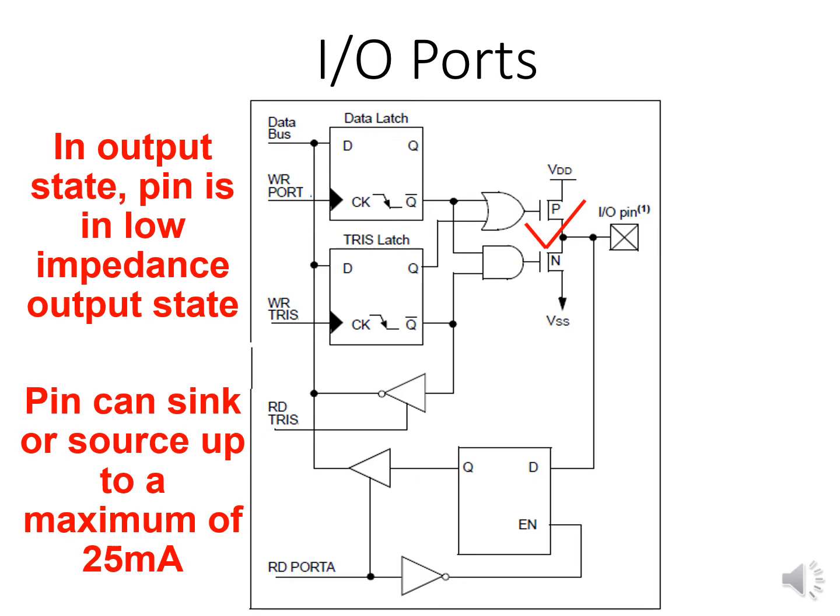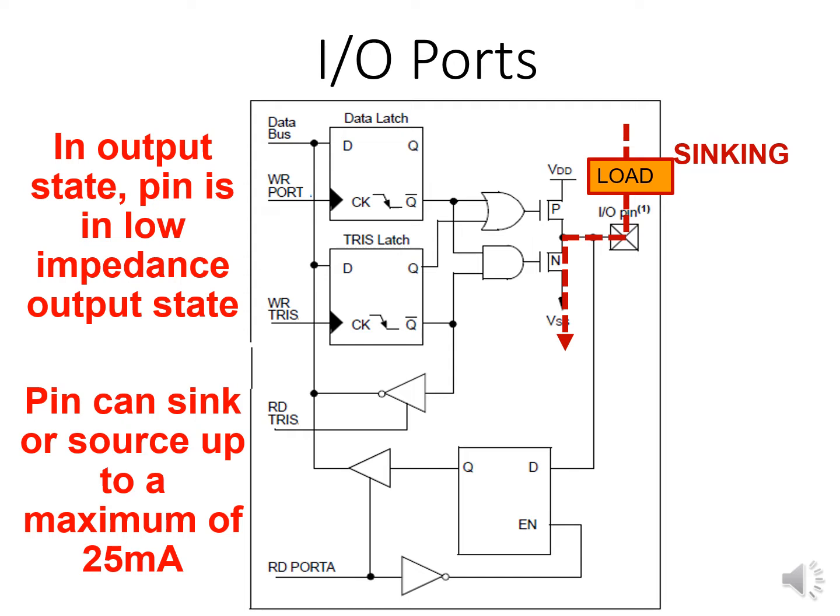When configured as an output pin, the pin is at a low impedance output state. This state allows output devices to be connected to the pin. In the low impedance output state, the port pin can source or sink up to 25 milliamps of current.